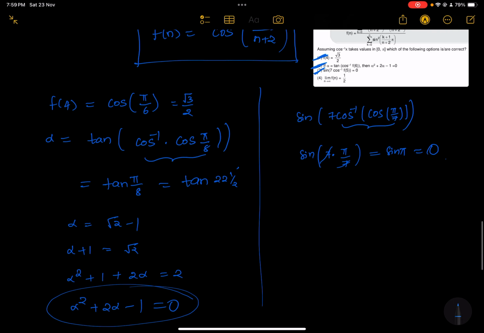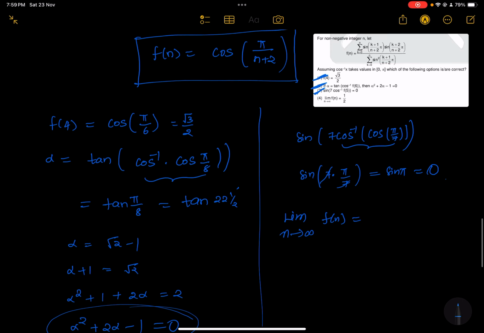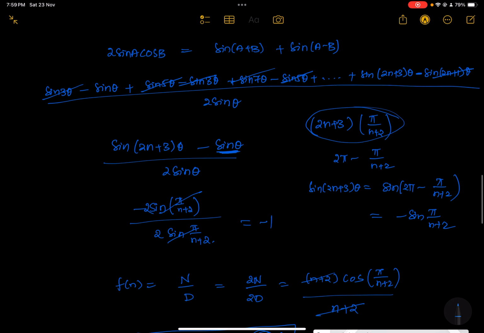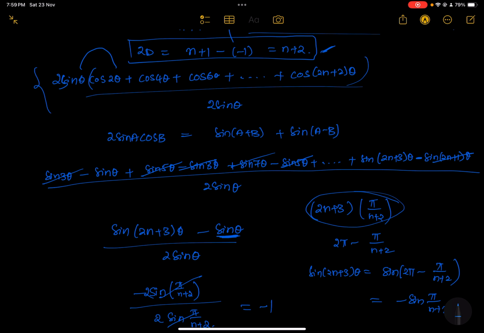Now let us go to option 4. Limit n tends to infinity f of n. When n goes to infinity, pi by n plus 2 goes to 0. The denominator goes to infinity, so the total thing goes to 0. So this is cos 0. That is 1, but they gave it as 1 by 2. So the fourth option is not correct. So the answer is 1, 2 and 3. This is a very beautiful question. You should know how to do these kind of manipulations.